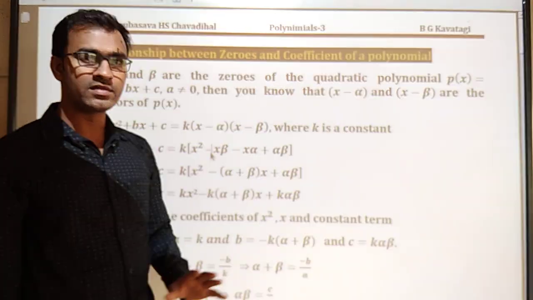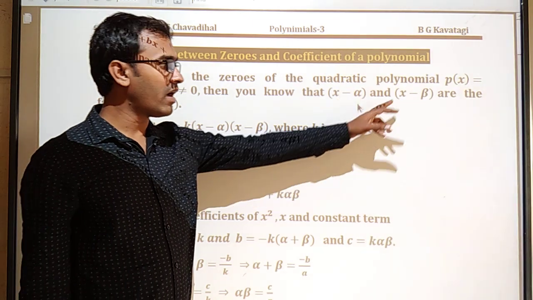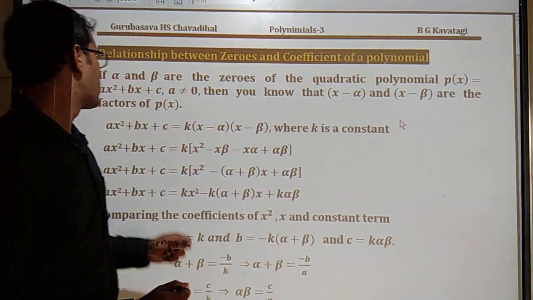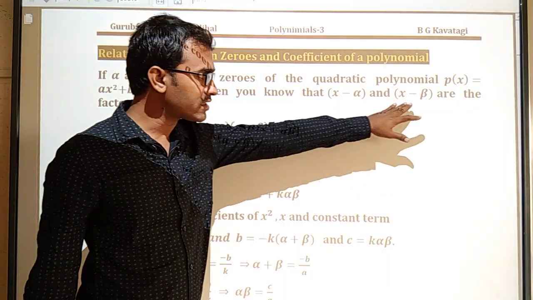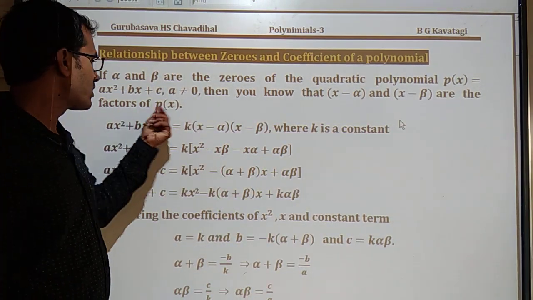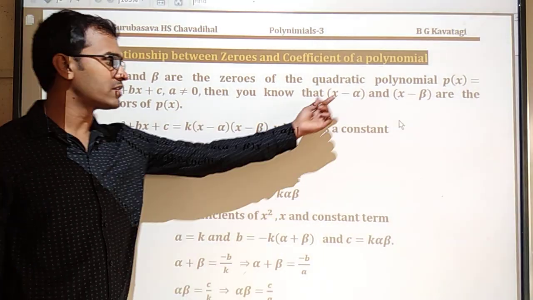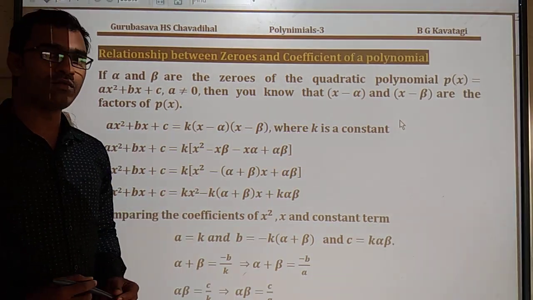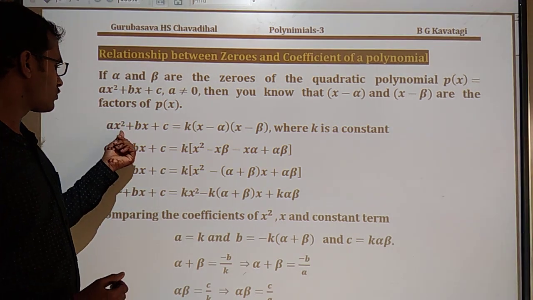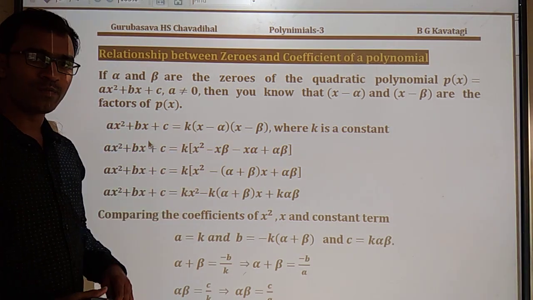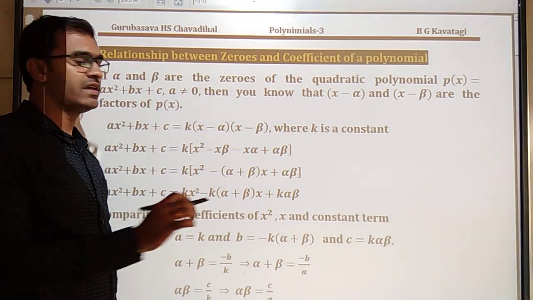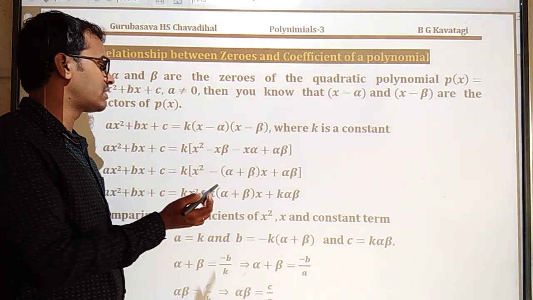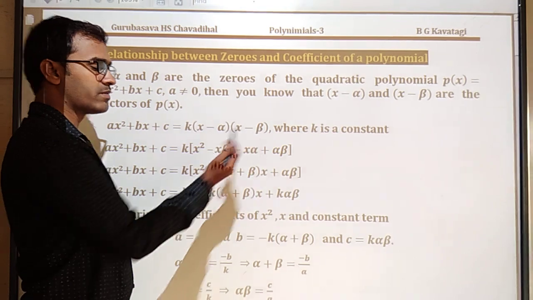Then we know that x minus alpha and x minus beta are the factors of the polynomial p of x, right? Then ax square plus bx plus c equals k into x minus alpha into x minus beta, where k is any scalar quantity, a constant term.